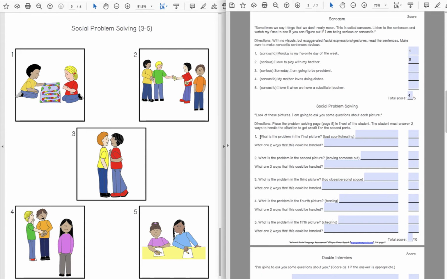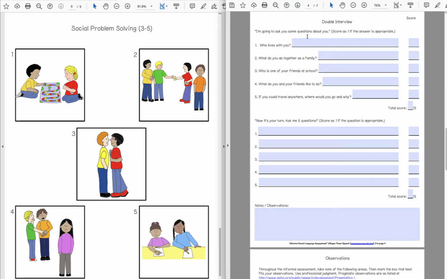So when you ask them, what's the problem in the first picture, you don't have to go by what I gave as an example here. The example I gave is maybe a bad sport or cheating. But if your student can give an answer that's very reasonable and can explain themselves, then go ahead and give them credit for that. What's even more important here are what are 2 ways that this could be handled? Does your child have flexible thinking that they can think of 2 different things that could be done to handle this situation?